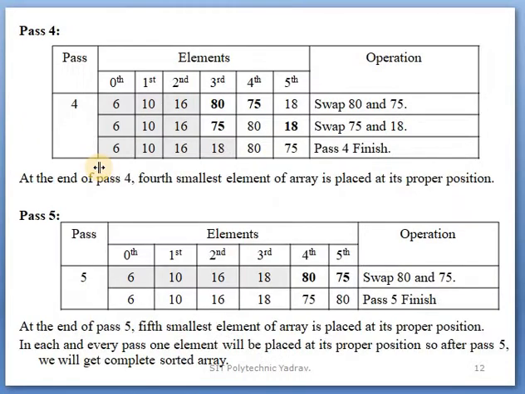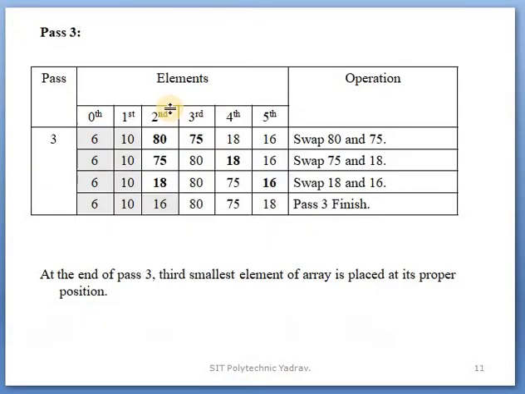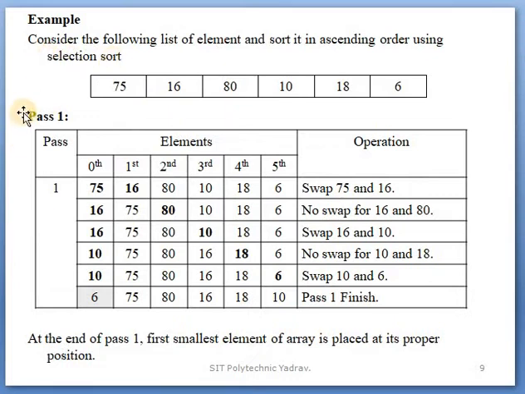Okay, and your number of passes is also 5, because the algorithm says that for n numbers, n minus 1 iterations are created. How many numbers are there? 1, 2, 3, 4, 5, 6. 6 minus 1 is 5, so 5 passes are obtained. You can use the word pass or iteration, any word you like.